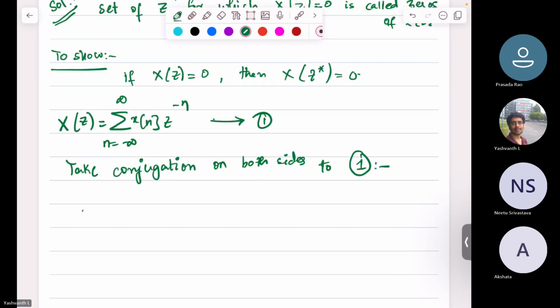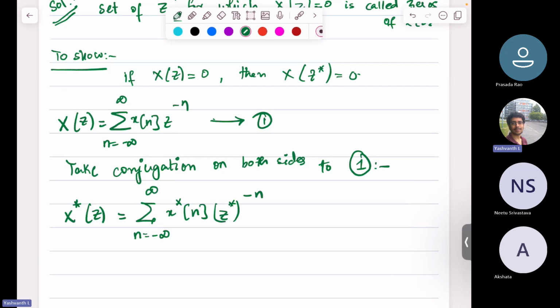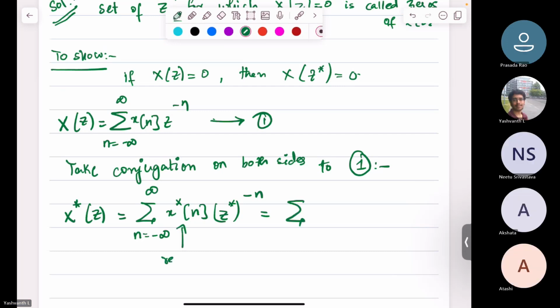What does it mean? Let me write what it becomes: x conjugate of z equals the summation n equal to minus infinity to plus infinity of x conjugate of n into z conjugate power minus n, because z is a complex number, so it will also have z conjugate power minus n. But x of n is a real signal. So what does it mean? You can replace it, since x is a real signal.